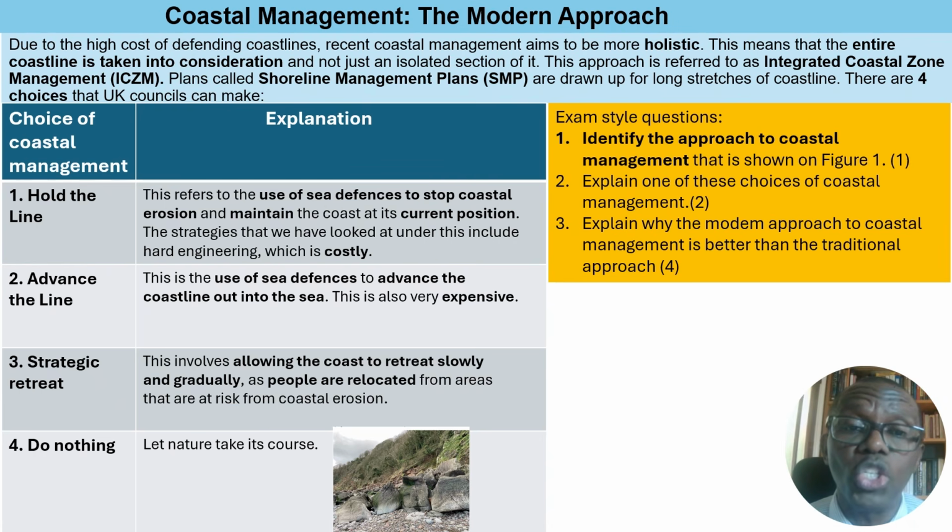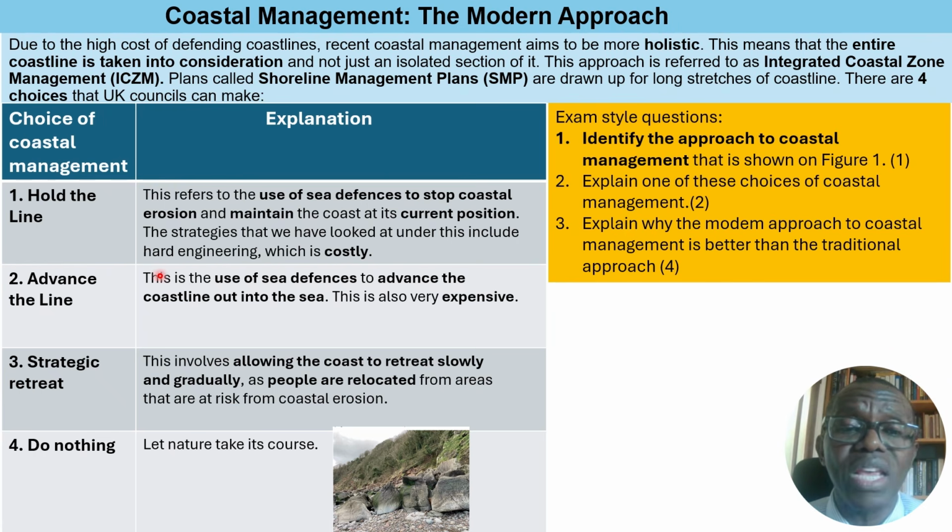Plans called shoreline management plans are drawn up for long stretches of the coastline. Now, there are 4 choices that UK councils can make when using these shoreline management plans. The first one is to hold the line. Hold the line here basically refers to the use of sea defenses, so the ones that we mentioned earlier, hard engineering, to maintain the coastline at its current position, to ensure that it does not retreat, so to maintain it where it is.